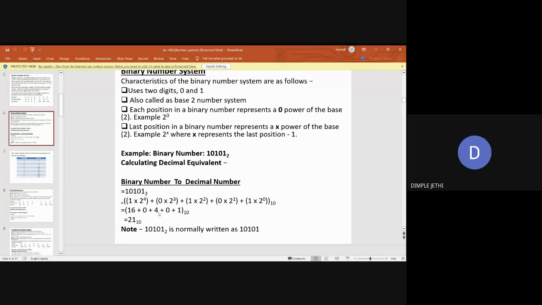Then you will get 4. If you want 2, then 2 raised to power should be multiplied by 1. So here you should have 1 on the second place. 4 plus 2 plus 1. How will you get 1? 2 raised to power 0 into 1. So that means this place, this number should be 1.